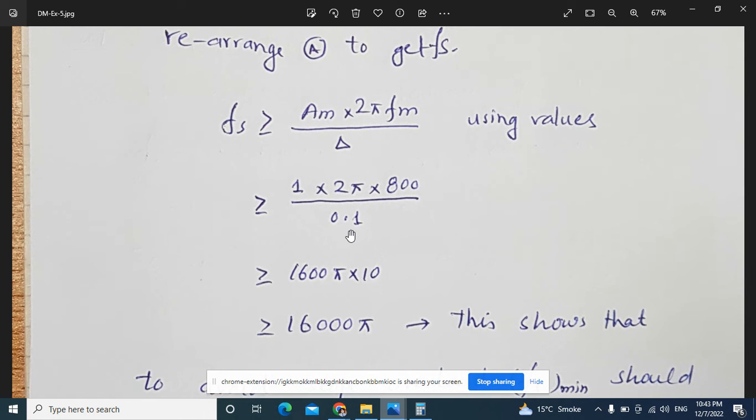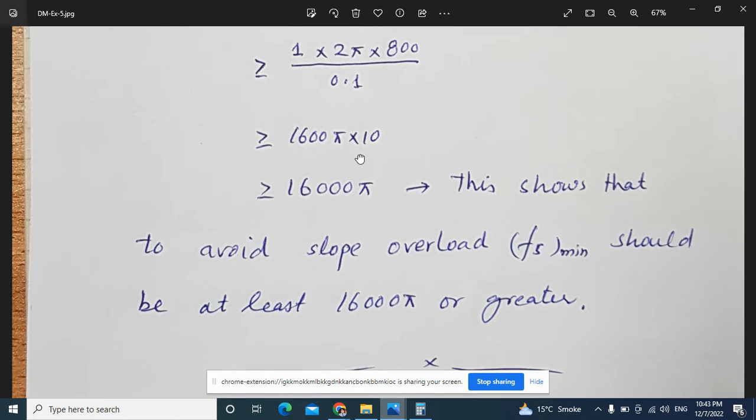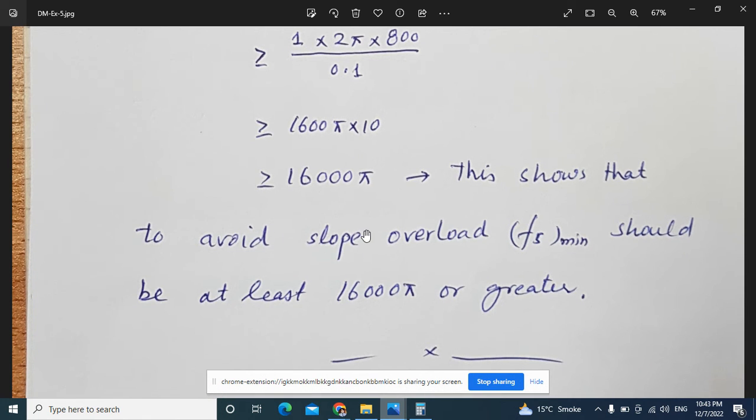So the answer is 800 multiplied by 2 is 1600 pi, then multiplied by 10, the answer is 16,000 pi. So this shows that to avoid slope overload, the minimum sampling frequency should be at least 16,000 pi or greater than that.